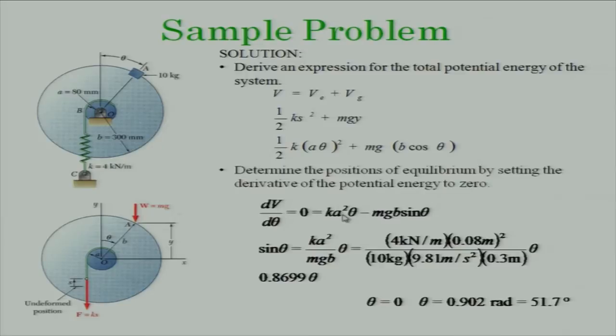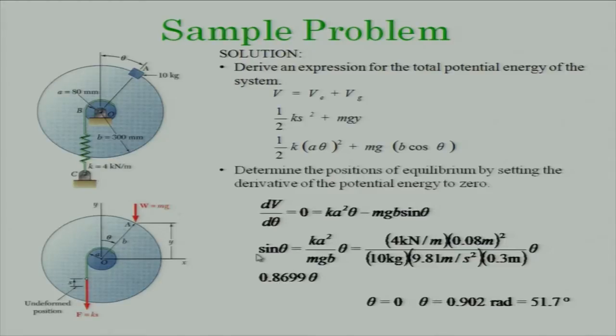So what will you get? dV by d theta is equal to k a square minus mgb sine theta. So we have to solve an equation of this form: sine theta is equal to k a square by mgb times theta. Substitute all the values. The equation that you have to solve is sine theta equal to 0.8699 theta. Just put in all the numbers.